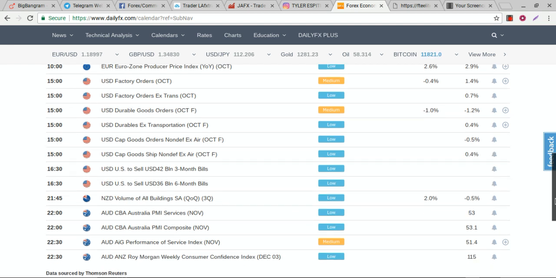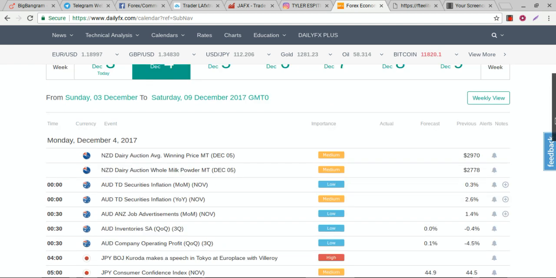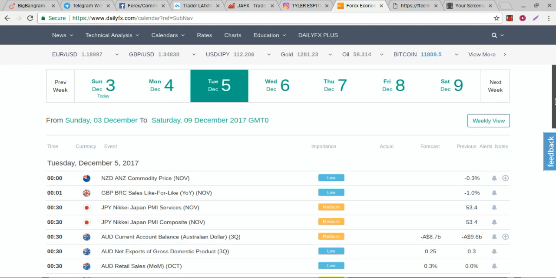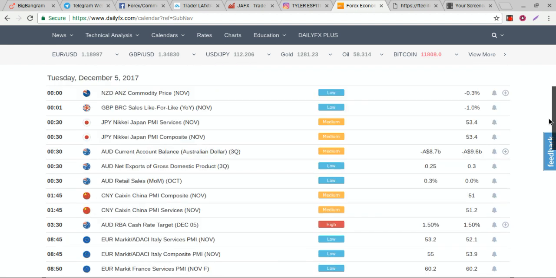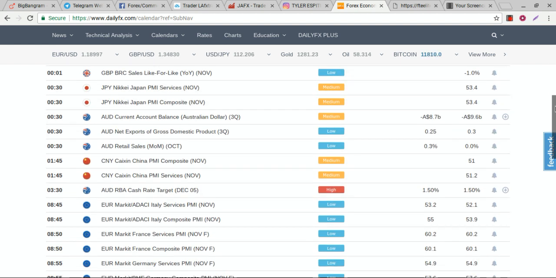But starting off, I would not trade anything that's high importance news events unless you've been collecting a lot of data on them in the past. I would not recommend doing it. So it's super important. You can see that looking at this, we have low importance, so it's not really going to affect the currency price. Medium importance, it can affect a little bit, but nothing too aggressive.